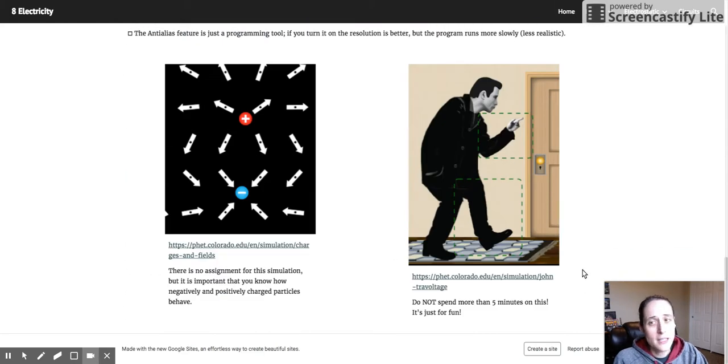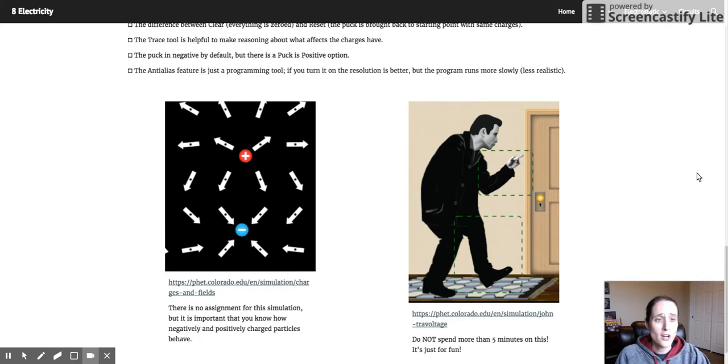The last 2 simulations do not have assignments for them. We have this one, which is just kind of a review of how positive and negative charges push and pull and their field of charge and things like that. Using that to review and to be able to answer some of those essential questions, it might be helpful to visit this particular simulation. This one is just for fun. You get to give John Travolta a little shock. Don't spend more than 5 minutes on it. It's just if you've never gotten electric shock, it kind of visually explains it to you, but it shouldn't take you more than 5 minutes.